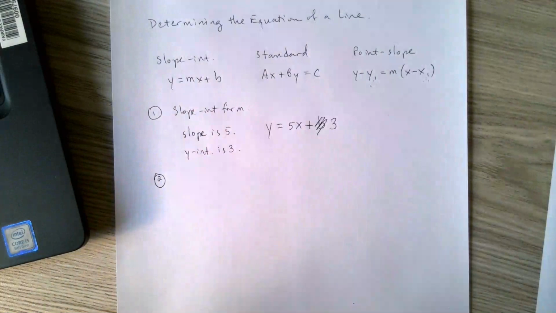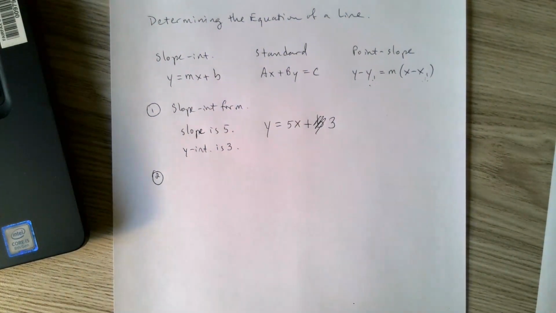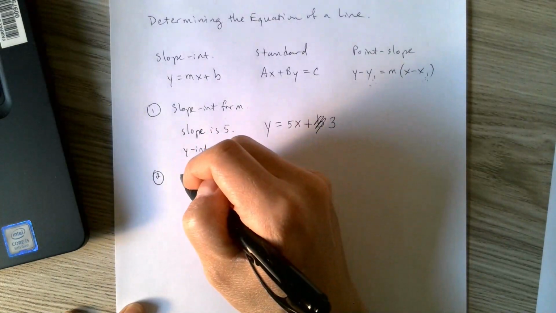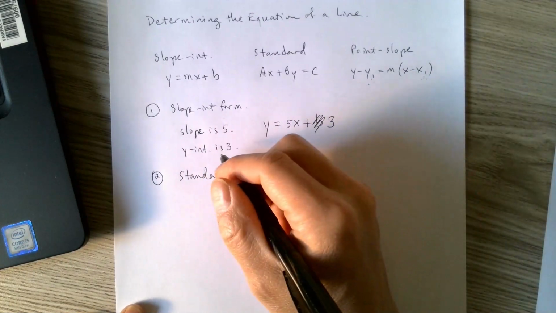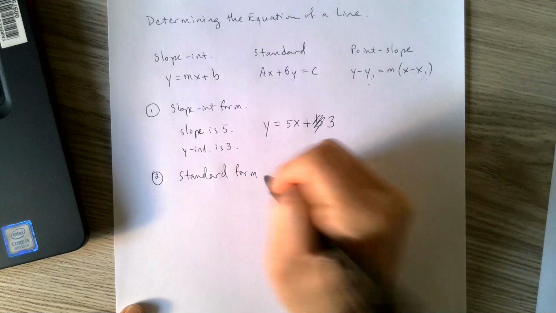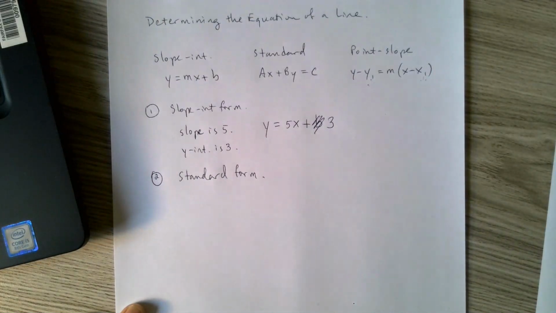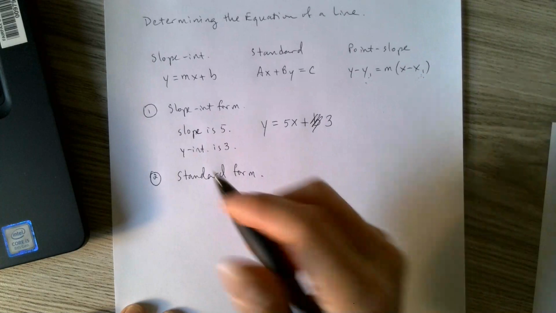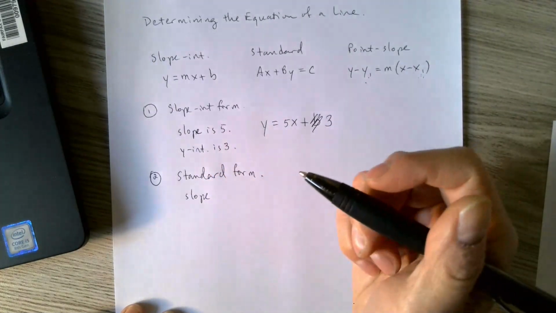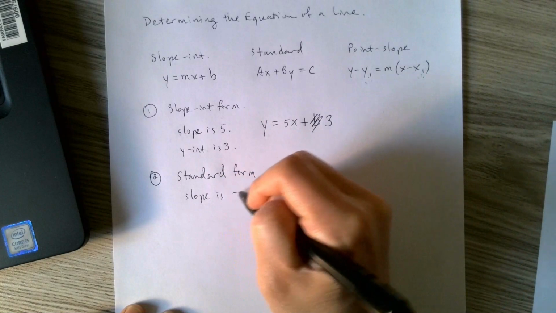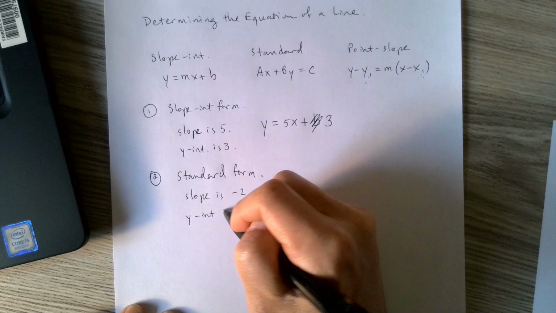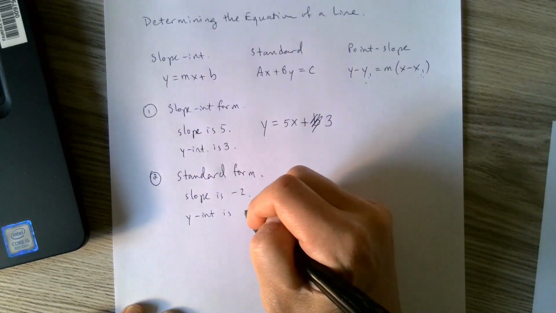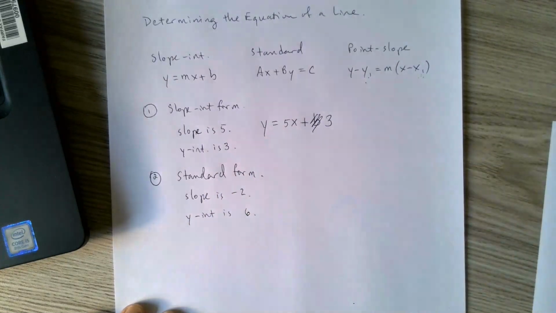Okay, but I don't want you to get too confident. I want you to think. There's stuff out there for you to know better. So now, I want standard form when the slope is -2 and the y-intercept is 6.